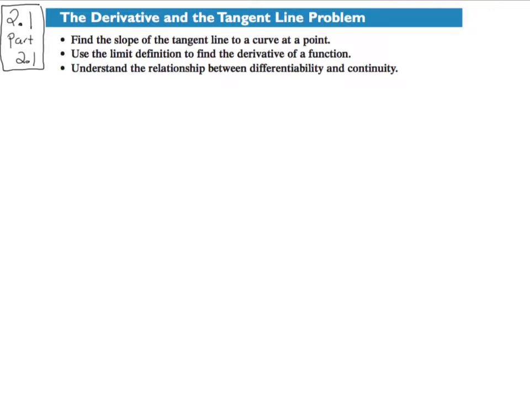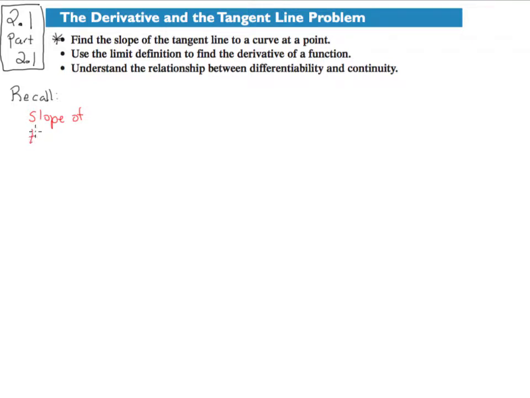In today's video, we're going to continue looking at the first section of Chapter 2 in our textbook, when we're talking about the derivative and the tangent line problem. In our last video, we looked at finding the slope of a tangent line to a curve at a point.